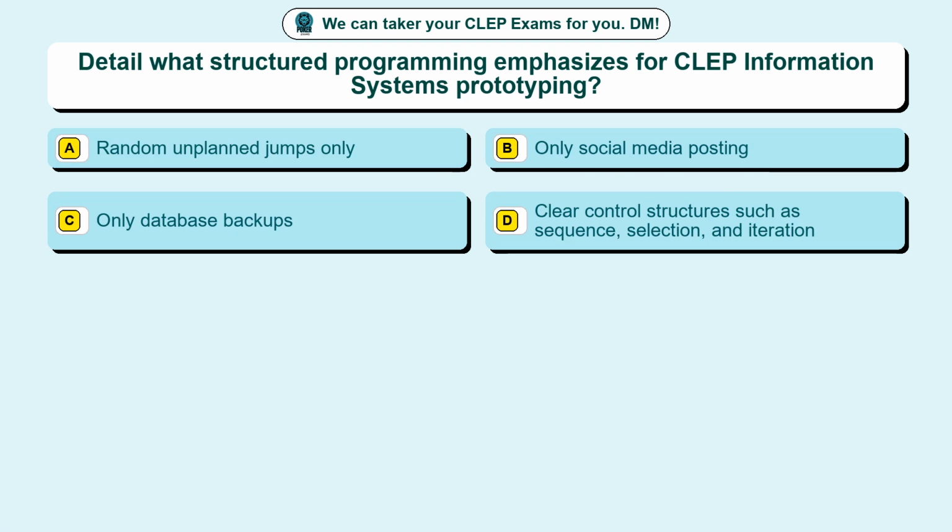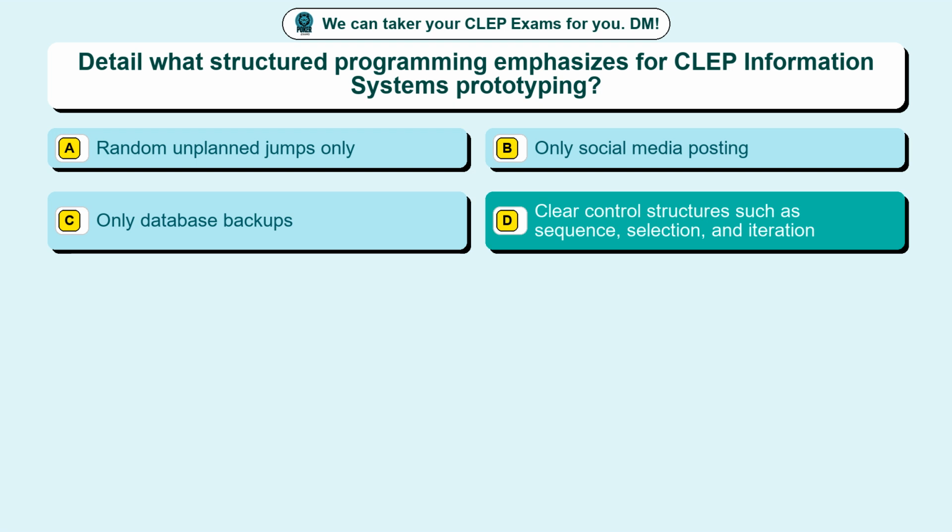Question 92. Detail what structured programming emphasizes for CLEP Information Systems prototyping. Option A, random unplanned jumps only. Option B, only social media posting. Option C, only database backups. Option D, clear control structures such as sequence, selection, and iteration. The correct answer is option D, clear control structures such as sequence, selection, and iteration.